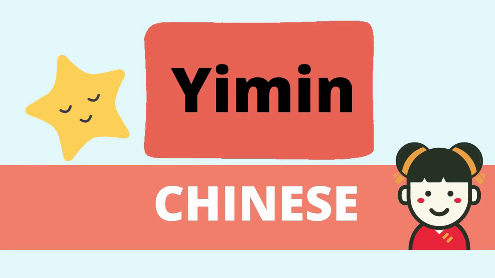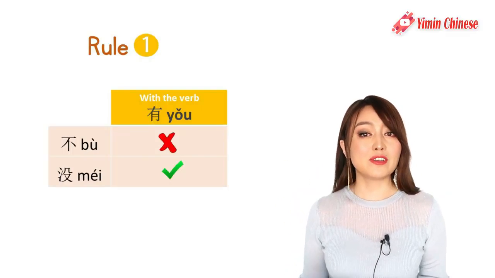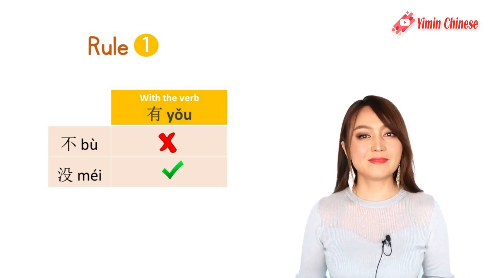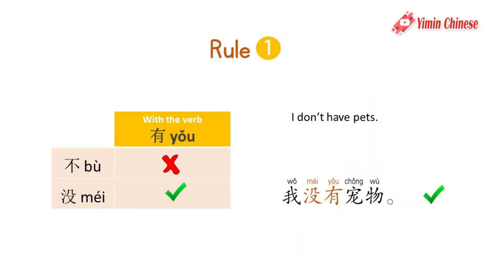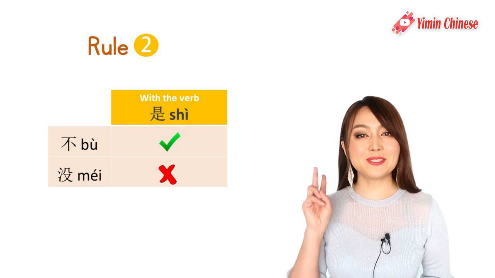好，我们开始上课。Rule number 1. For the verb 有 to have, you only can use 没有. You cannot say 不有. 我没有宠物, I don't have pets. You cannot say 我不有宠物. So the verb 有 only works with 没有, not 不有.